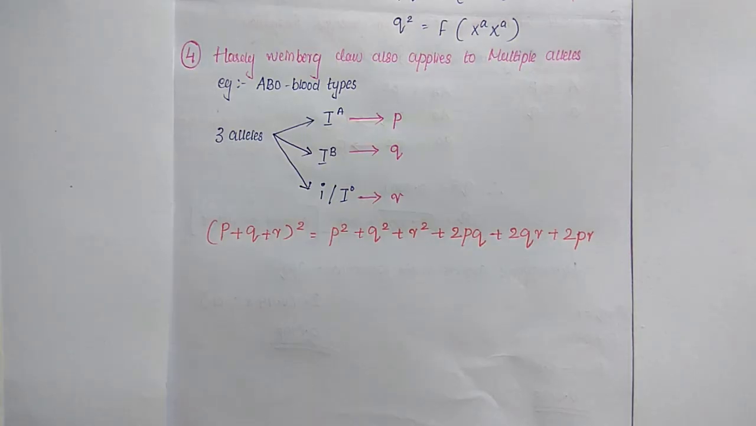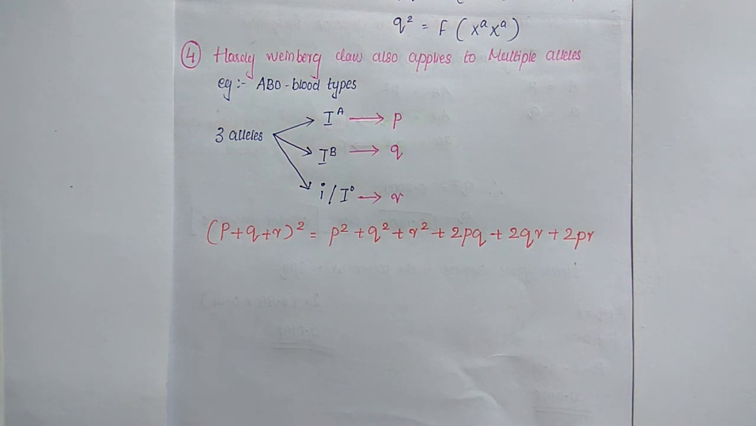The fourth application is that the Hardy-Weinberg law also applies to multiple alleles, which permits the calculation of genotype frequency at loci with more than two alleles. For example, the ABO blood type. Here, the ABO blood group system is determined by three alleles, IA, IB, and IO, with the frequencies p, q, and r.